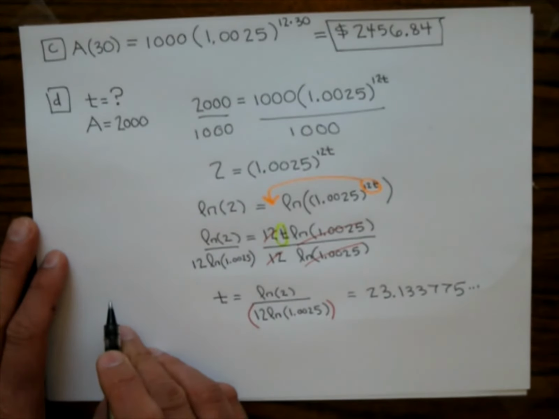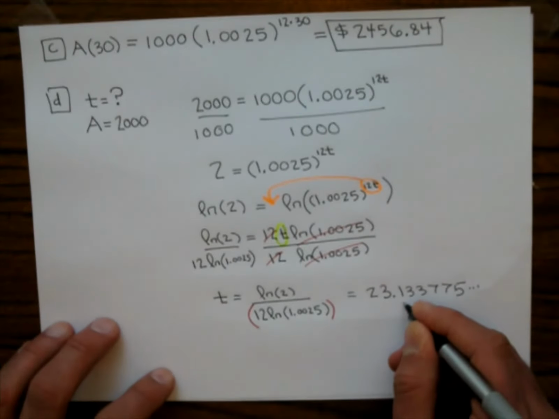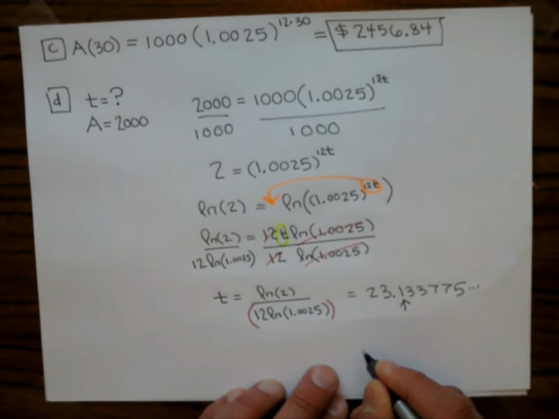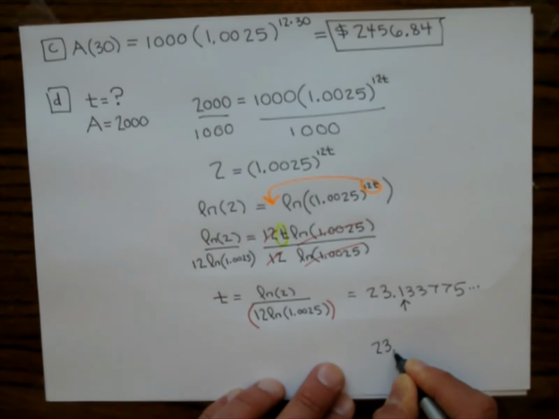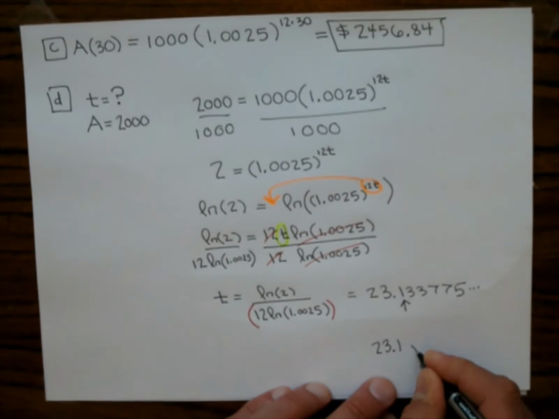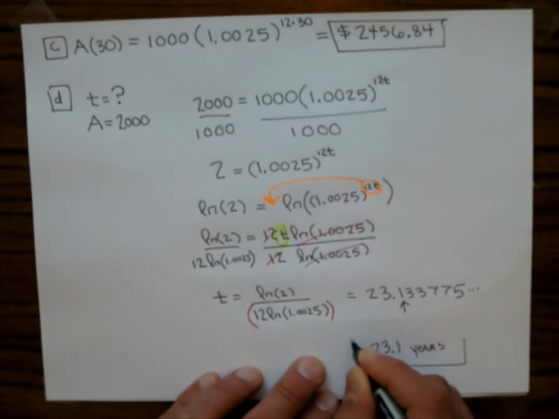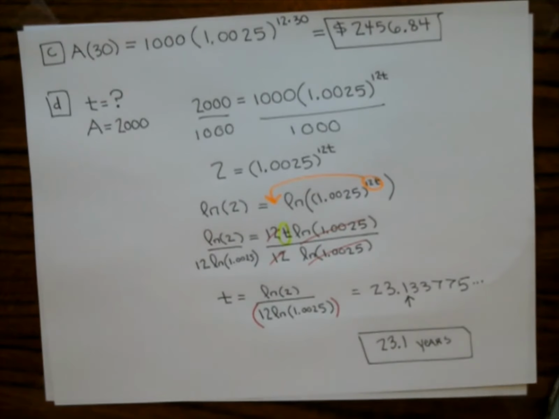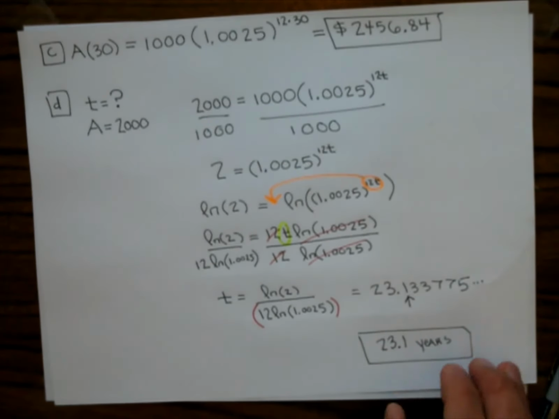And so they ask us on the problem, round to the nearest tenth. There's the tenth. So how long does it take the money to double? 23.1. It's a time, and the time is measured in years. And so that completes problem 1, which had 4 parts to it. And we've actually seen how logarithms can help us do something in the real world. Let's go ahead and do problem number 2.